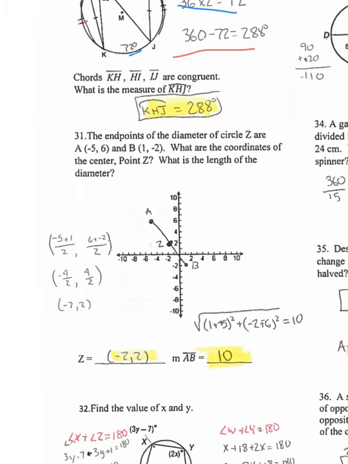Number 31, the endpoints of the diameter of a circle Z are A and B: A (-5, 6) and B (1, 2). What are the coordinates of the center? What is the length of the diameter? First, AB, you plot them, or you just use the points and you do midpoint.